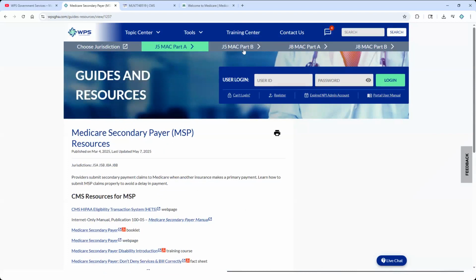Part A and Part B are lines of business as assigned by CMS. They are how you bill Medicare. So if you bill on a UB04 or an 837I, you are a Part A provider. If you bill on a 1500 or an 837P, you fall into the Part B categories.